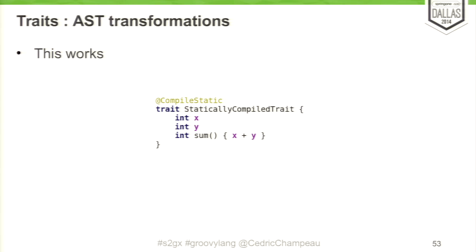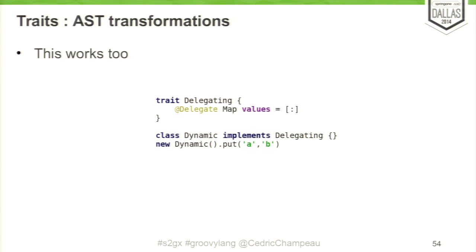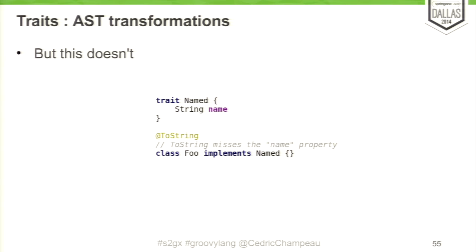As an example, this one will work, and what it does is statically compile all the code in the trait. So this one works, no problem. This one works too. You can have a trait which is a delegating trait, and you can use delegate, and then you have something that delegates to the map. It works. So those are the two AST transformations that work with traits.